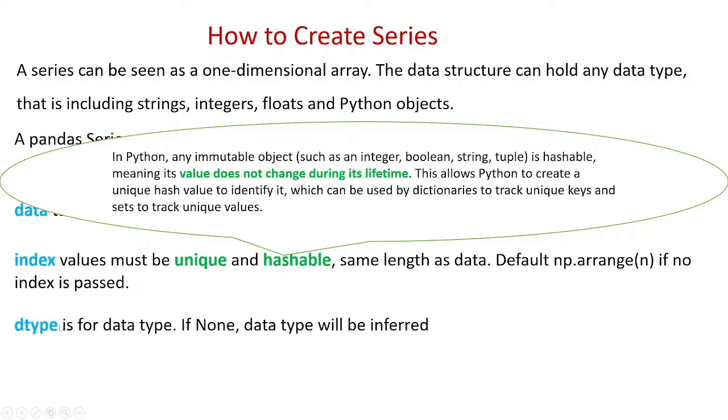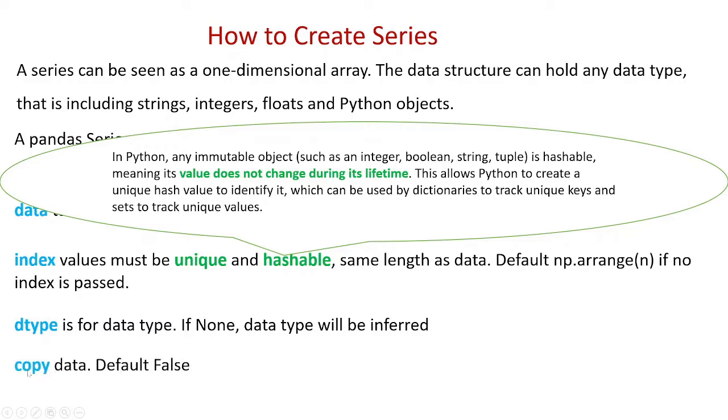Next, coming to the third argument, which is dtype. This is for the data type. If nothing is specified for data type, it will be inferred. That is, looking into the data, it will be taken as either integer, float, or string. If it is specified, then it will convert it to the same and take it.